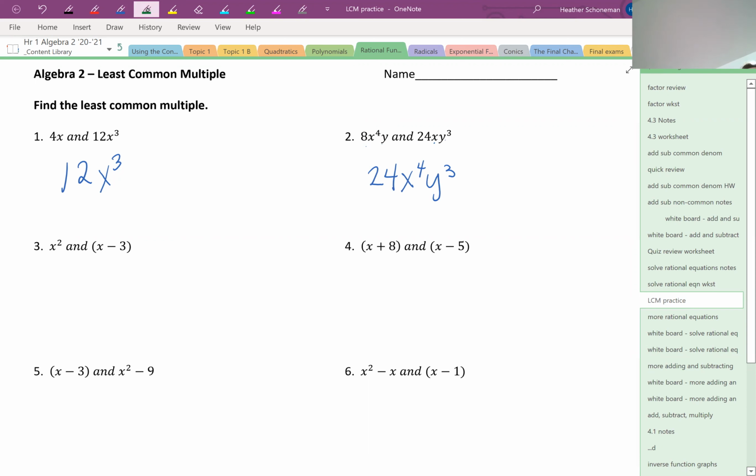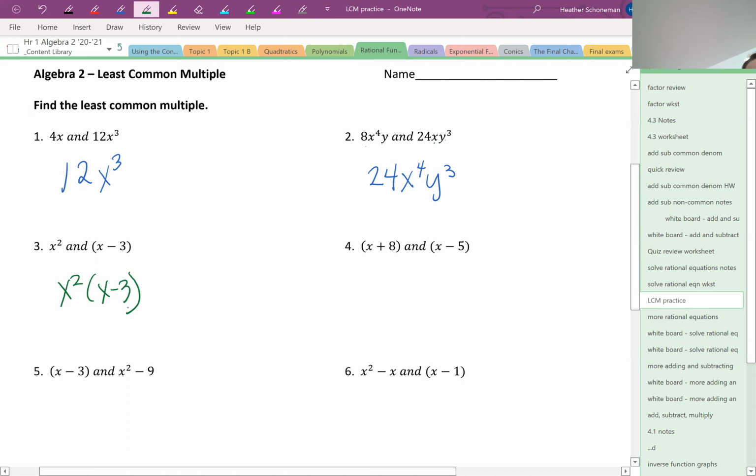All right, on the next ones, we do have pluses and minuses. Anytime you see pluses and minuses, you have to think about whether you need to factor first or not. On 3 and 4, there's nothing to factor. The least common multiple has got to be a representation of everything that you see. So on number 3, the least common multiple is going to be x squared times x minus 3. On number 4, it's going to be x plus 8 times x minus 5.